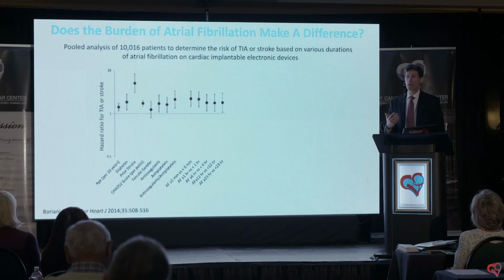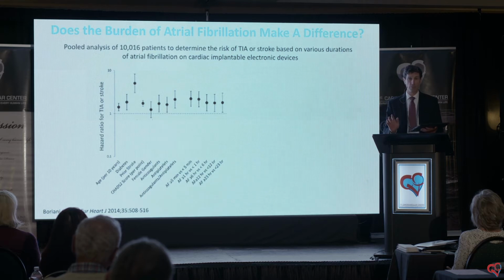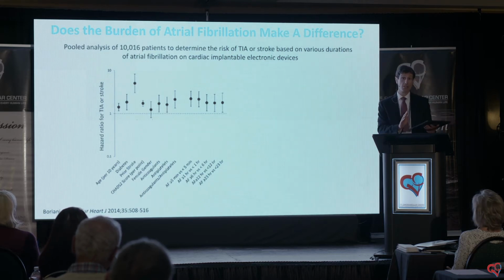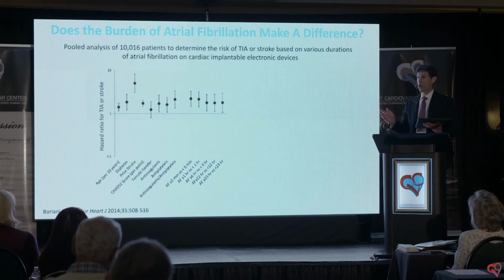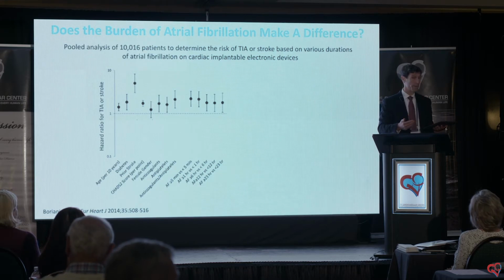An interesting thing that many of us in the cardiovascular community struggle with is, does the burden of atrial fibrillation make a difference? And I'm going to start by acknowledging we don't fully know the answer to that. The answer is a larger burden is associated with increased risk. What is that threshold burden of atrial fibrillation that pushes you over the line to be susceptible to stroke or systemic embolism?